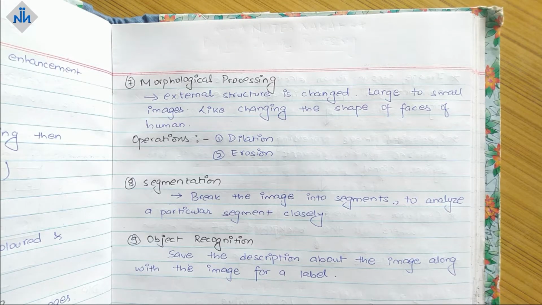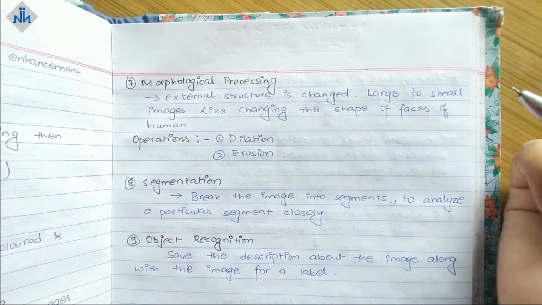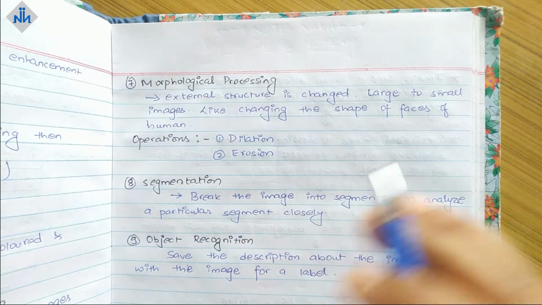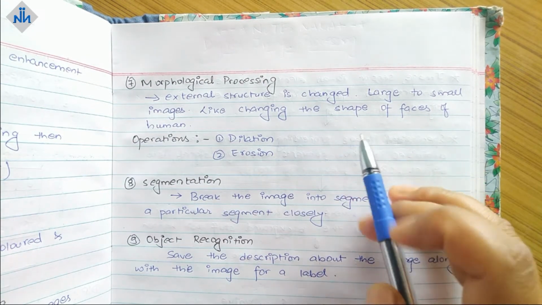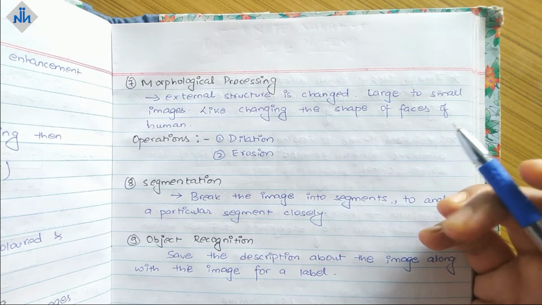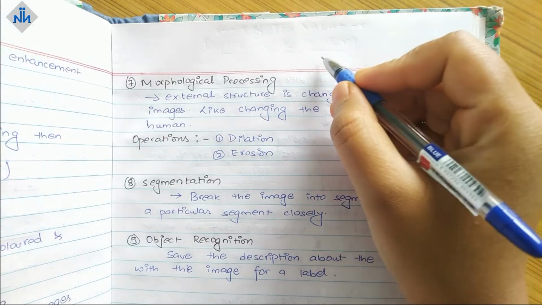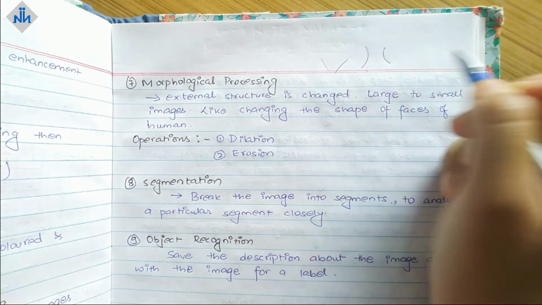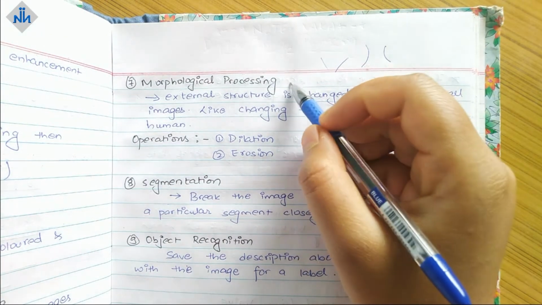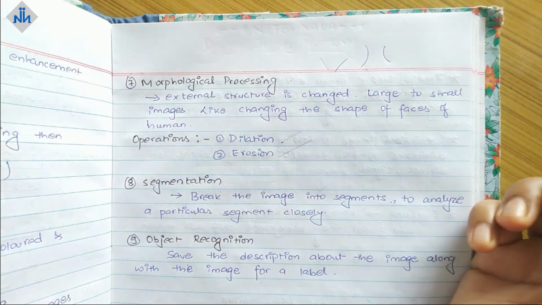Another step that you can apply is morphological processing. Morphology basically means shape and size of anything. So the external structure is changed in morphological processing. The shape and size is what we deal with. Large to small images, like changing the shape of faces and human. Suppose in our editors you can thin the face of the person or thin the waist and all, and a fat person can also look like a thin person, and stuff like that can be done using morphological processing. There are two main operations, that are dilation and erosion.